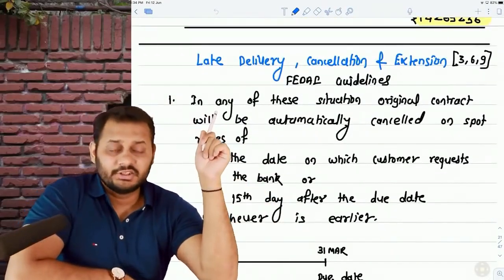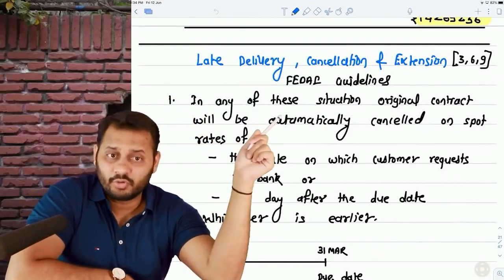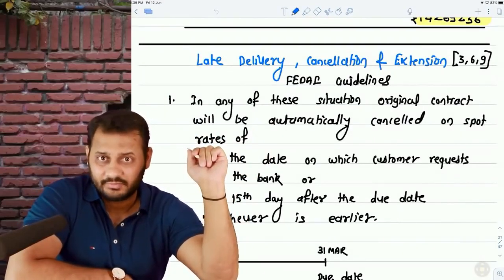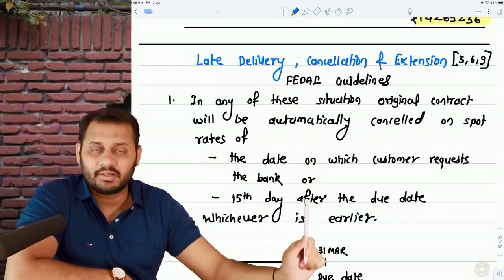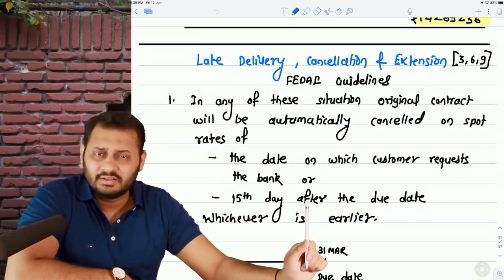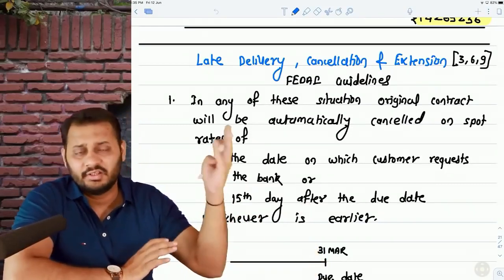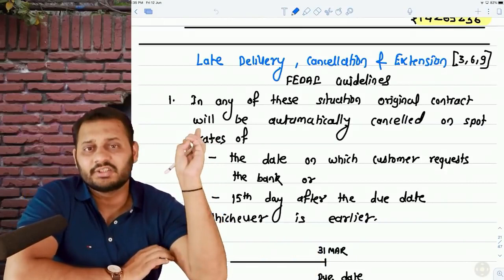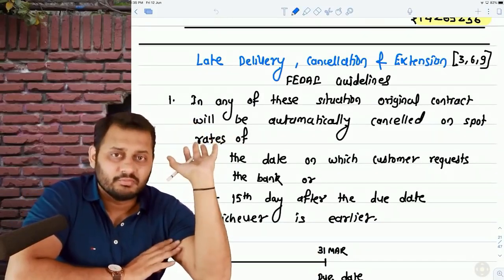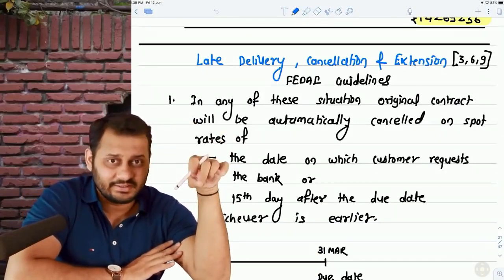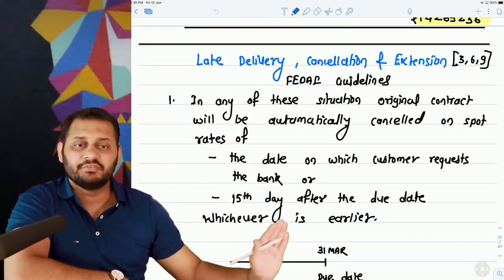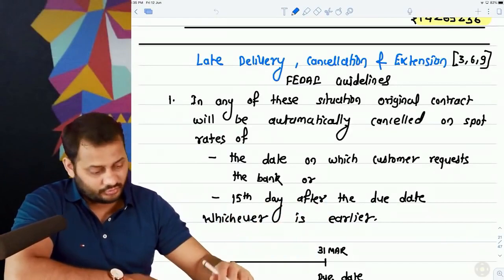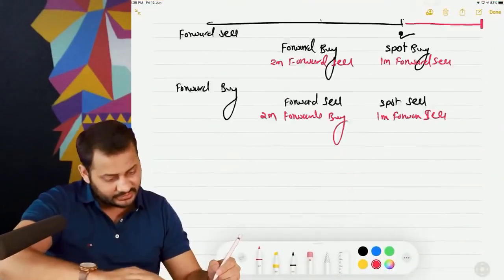In any of these situations, the original contract will be automatically cancelled on the spot rate of the date on which the customer requests the bank to cancel, to deliver, or execute, or extend. Whatever he requests, delivery, cancellation, or extension, whenever he comes to the bank, on that day's rate, or the 15th day after the due date, whichever is earlier. So you might not have understood this, so let me explain.